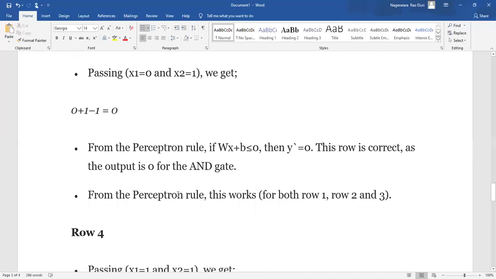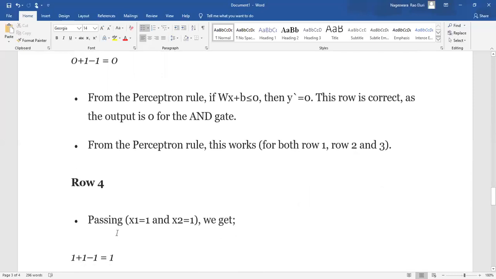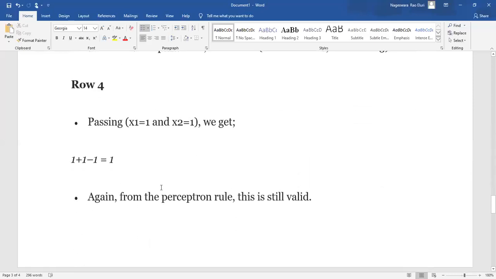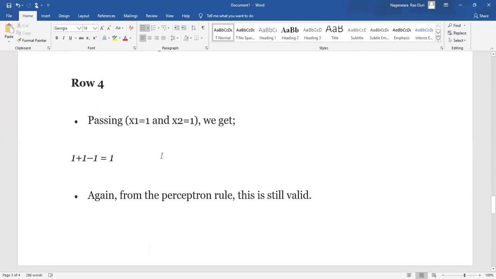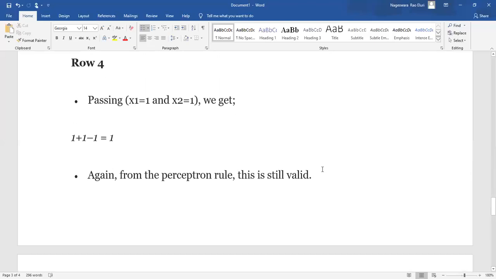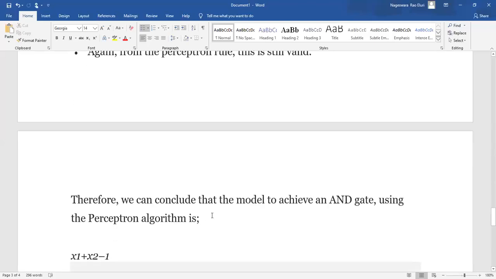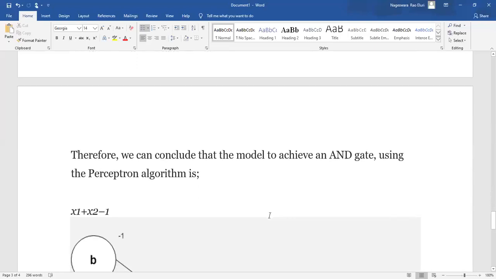Now row 4. x1 equal to 1 and x2 equal to 1. I substitute these values in the equation x1 plus x2 minus 1. So 1 plus 1 is 2, 2 minus 1 equal to 1. Again by the perceptron rule, if the value is greater than 0, the output value is equal to 1. So it is still valid and correct. Therefore we can conclude the model achieves the AND gate using the perceptron algorithm, and for every operation we got the correct values according to our assumed values.